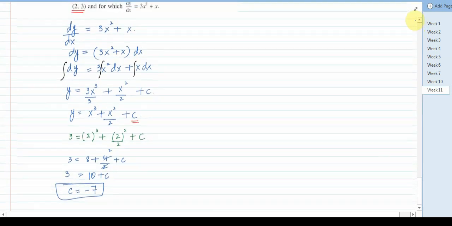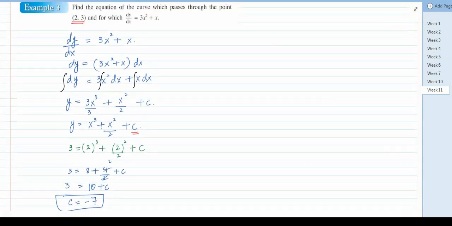Once we have the value of c, we need to place this value in the equation of curve. So y is equal to x cube plus x square over 2, and the value of c we have is negative 7. I hope that you have a good idea of how we attempted this example. Firstly, note down this example in your copy, and you have a time of 60 seconds, so start.